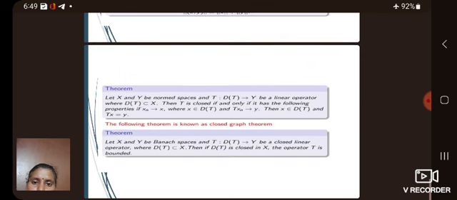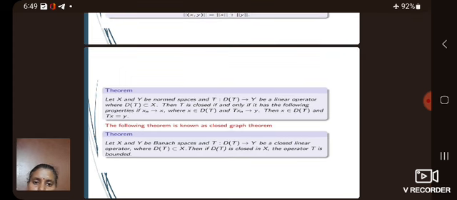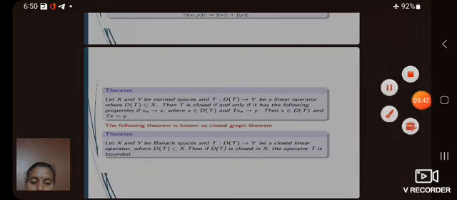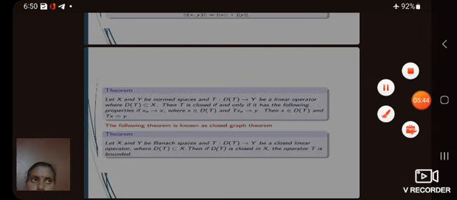Next we see the theorem. Let X and Y be normed spaces and T from D(T) to Y be a linear operator where D(T) is contained in X. Then T is closed if and only if it has the following property: if x_n tends to x where x_n belongs to D(T) and T of x_n tends to y, then x belongs to D(T) and T x equal to y. And here we see the Hilbert spaces, Banach spaces, and the important properties in Banach spaces.